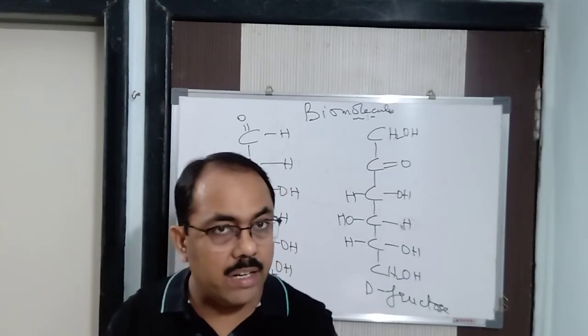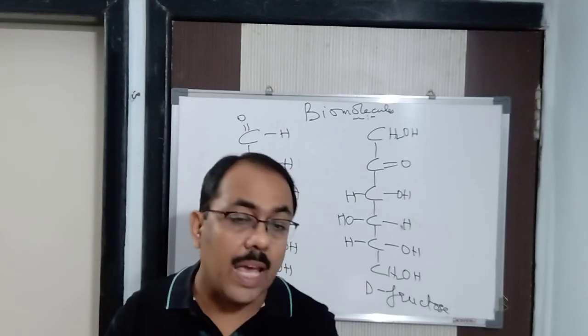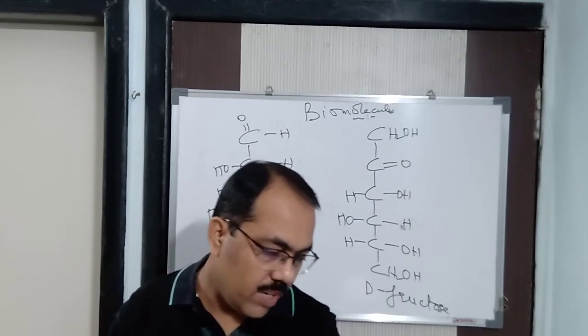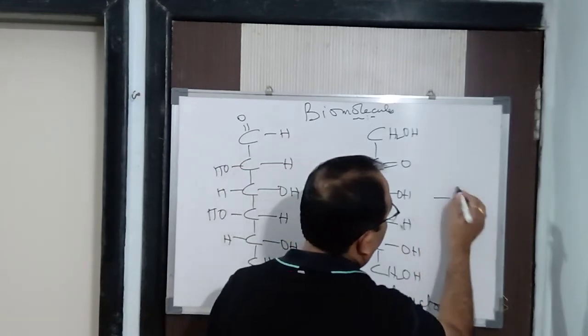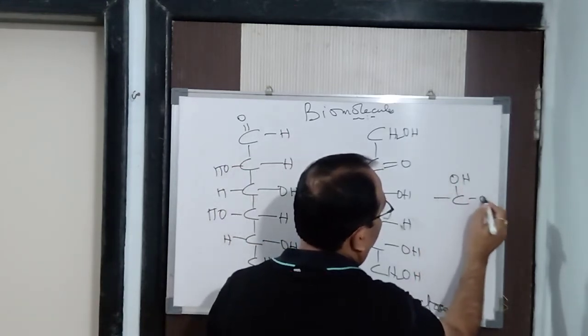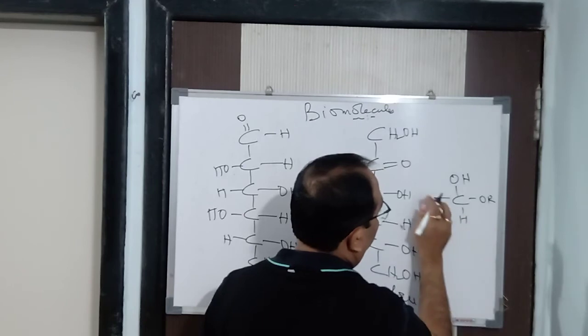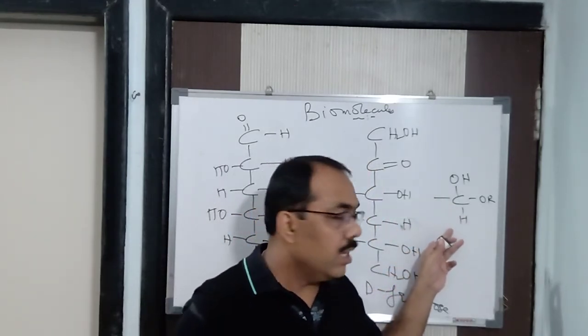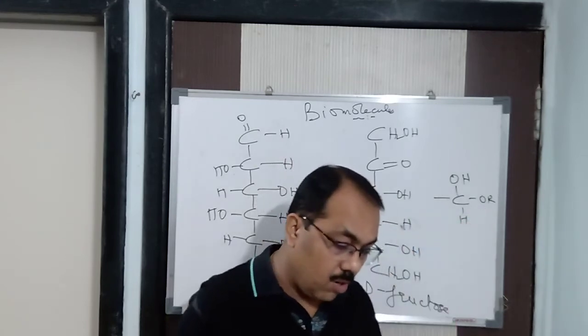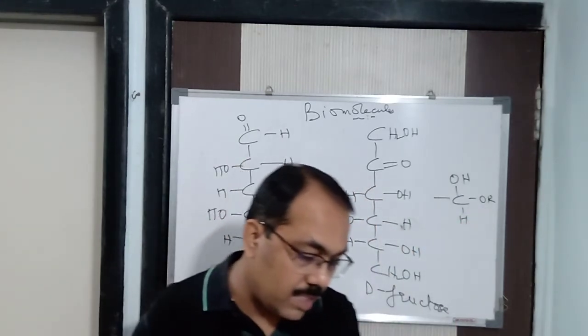Remember, when an aldehyde reacts with an alcohol, you get a hemiacetal. The general formula is R-CH(OH)(OR), with H here and any alkyl group here. So this is known as what? Hemiacetal. How do we get it? When an aldehyde reacts with an alcohol. This is called a hemiacetal.